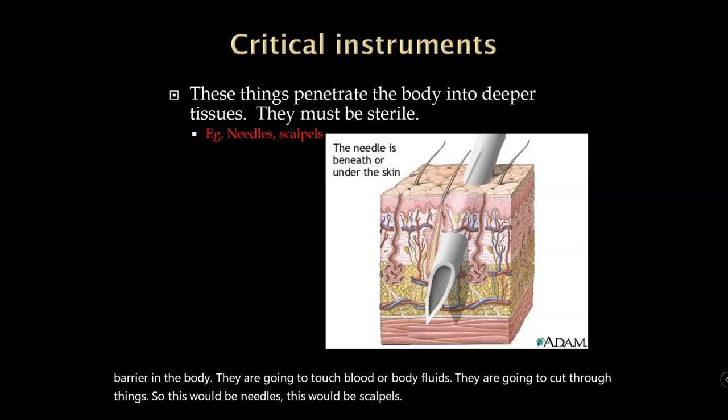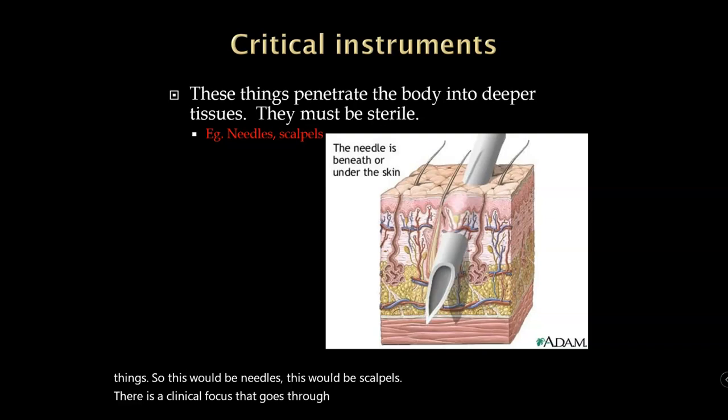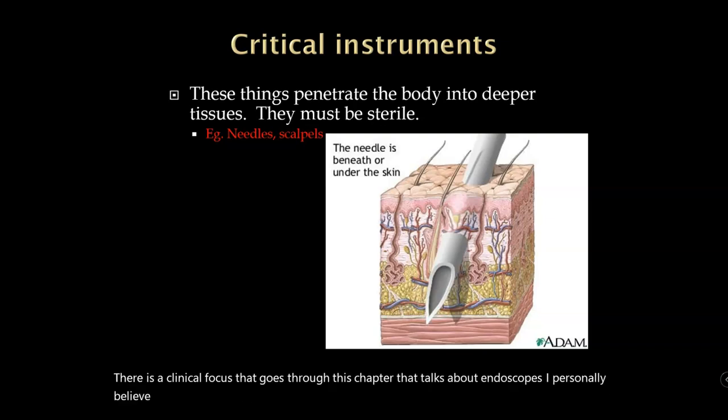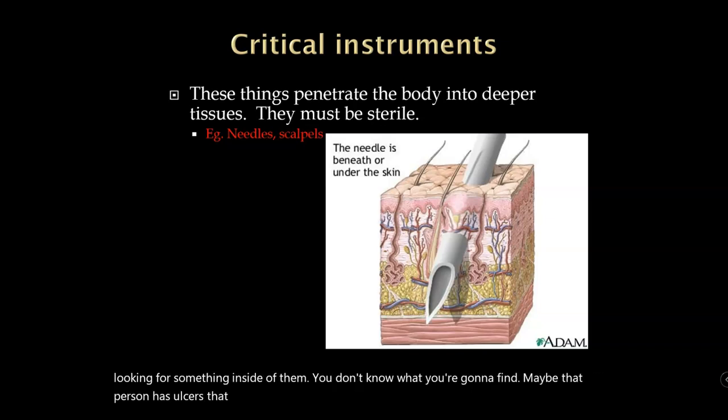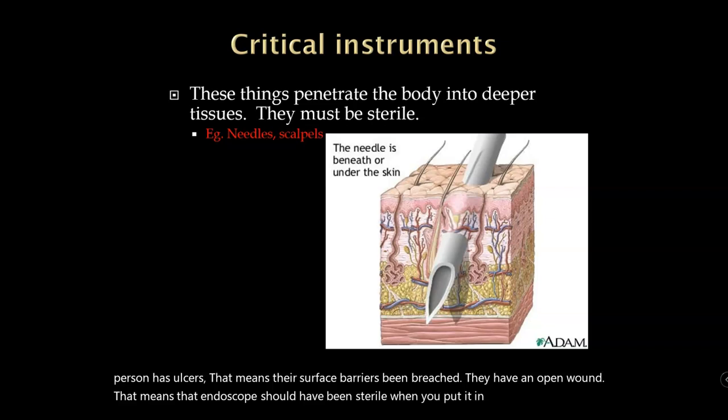There's a clinical focus that goes through this chapter that talks about endoscopes. I personally believe that endoscopes should be sterile, and that's because if you're scoping a person, you're looking for something inside of them. You don't know what you're going to find. Maybe that person has ulcers. That means their surface barrier's been breached. They have an open wound. That means that endoscope should have been sterile when you put it in there.